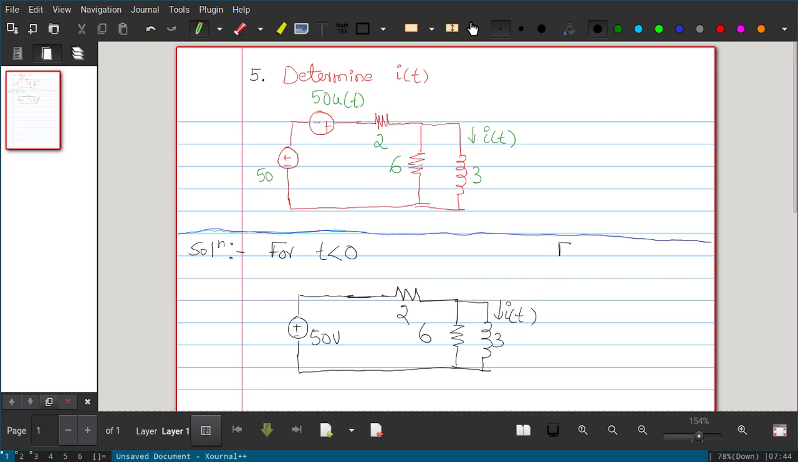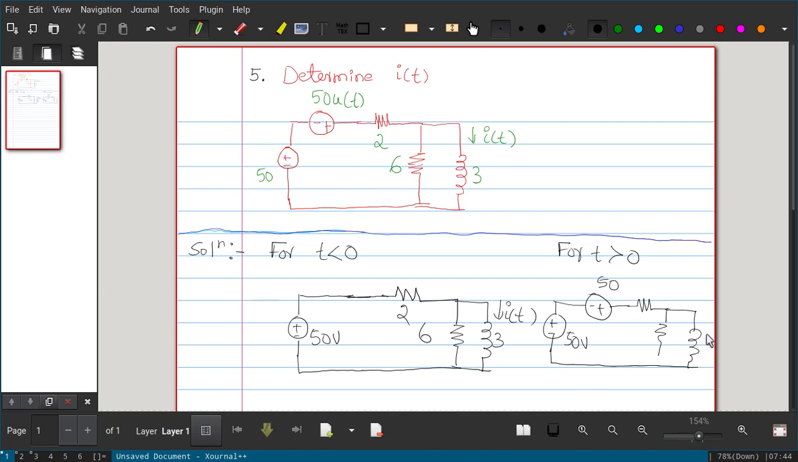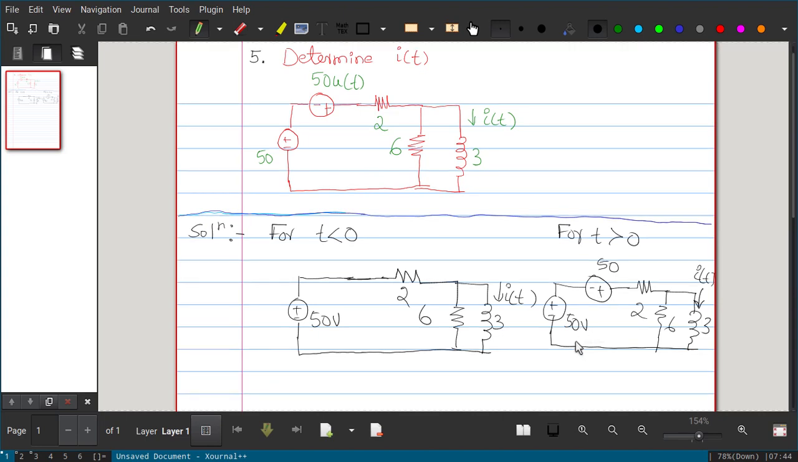And we have to draw t greater than 0. T greater than 0, this voltage will be active. So your circuit diagram will be, this is 50 volt and one more 50 volt will be active. It is minus and plus 50 volt. And you have one resistor, another resistor here, and another inductor is here. That is 3, 6 and 2. Current passing through this will be i(t). Okay, so this is t greater than 0.